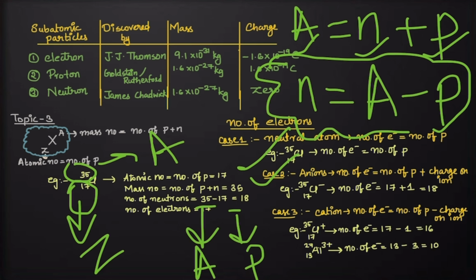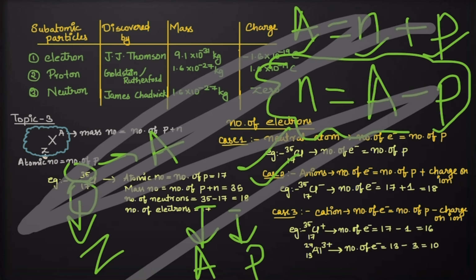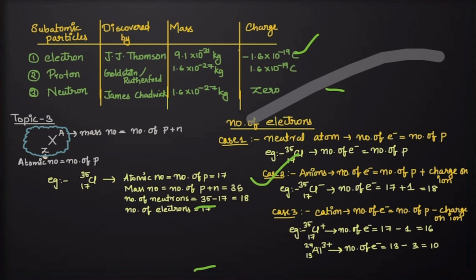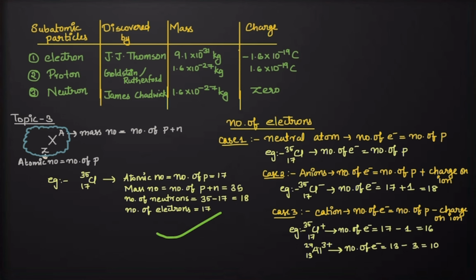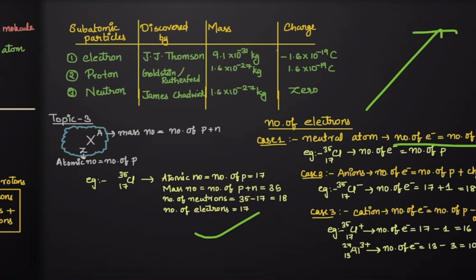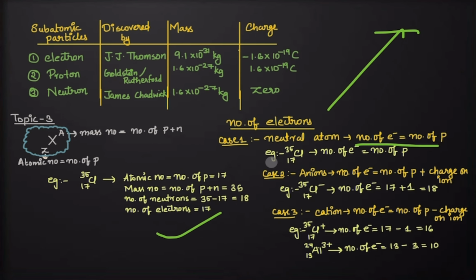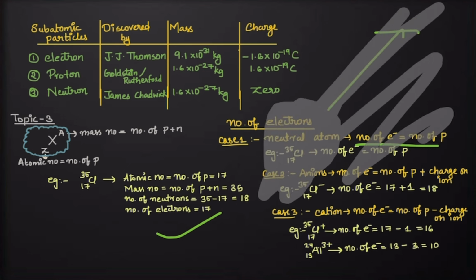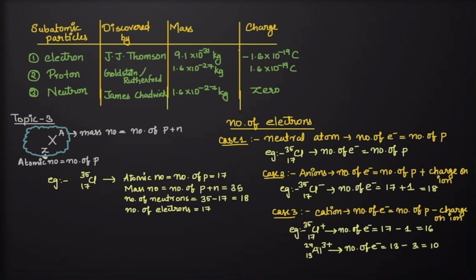And then the number of electrons. Here chlorine 35, 17 is a neutral atom. So in case of a neutral atom, the number of electrons equals the number of protons, and this is a way to find the number of electrons. In chlorine 35, 17, the number of electrons is equal to the number of protons. That means it is a neutral atom. Chlorine is a neutral atom.